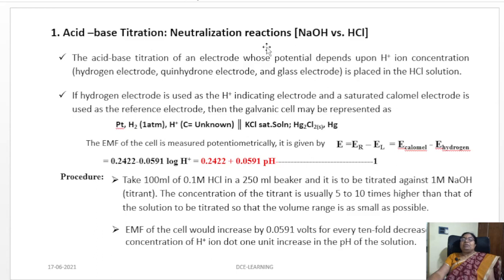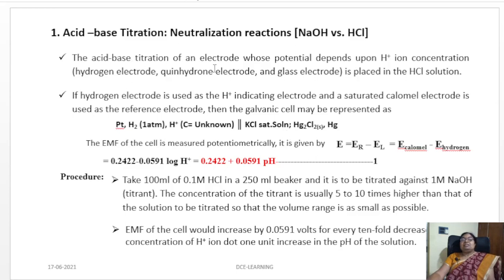Using a potentiometer, first we are going to determine the neutralization point of an acid-base titration. This is one example, a neutralization reaction of sodium hydroxide versus HCl. We already knew from the common volumetric method how to find the neutralization point. Now, by using the potentiometer, you can detect the neutralization point without adding any indicator. That is one of the advantages here.